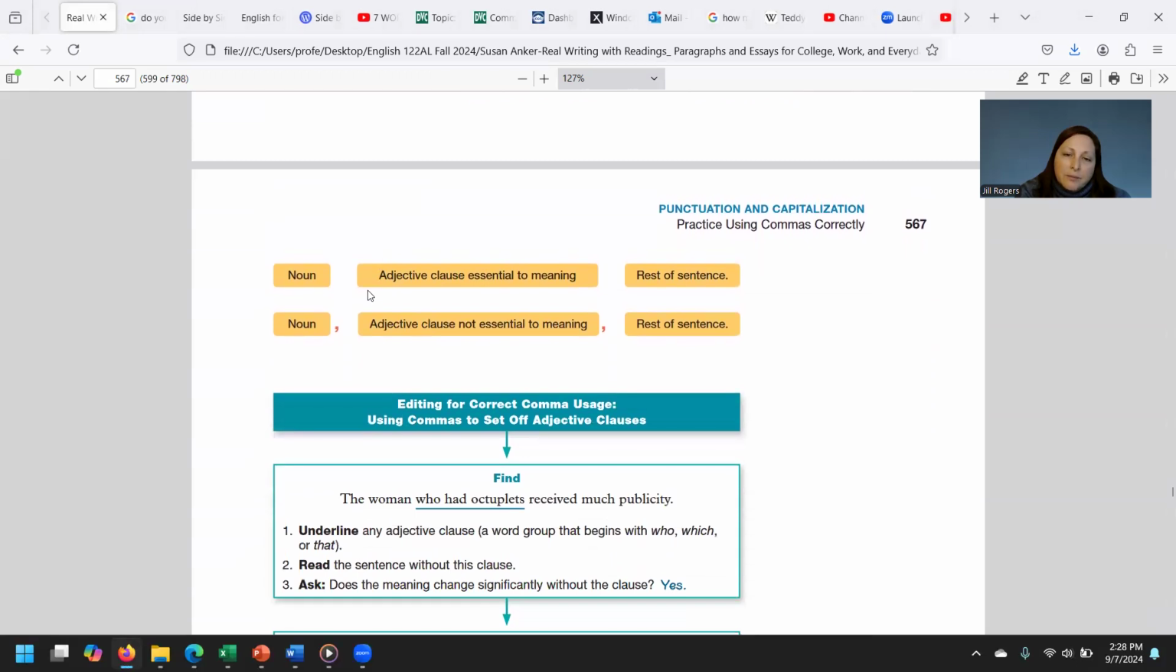So here's how to do it. If it's essential, no commas. If it's non-essential or not essential, commas. That's how we do it. Noun, essential, rest of sentence. Noun, non-essential or not essential, rest of sentence.